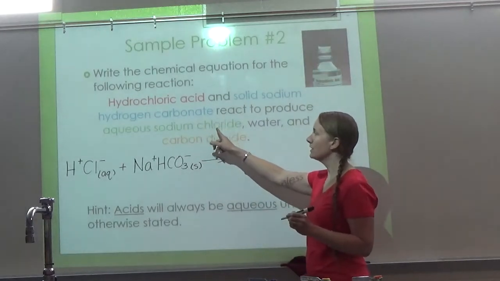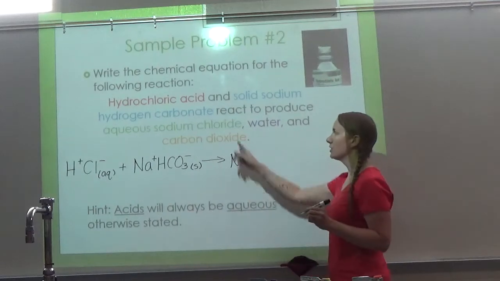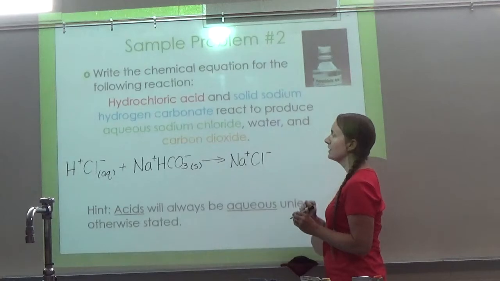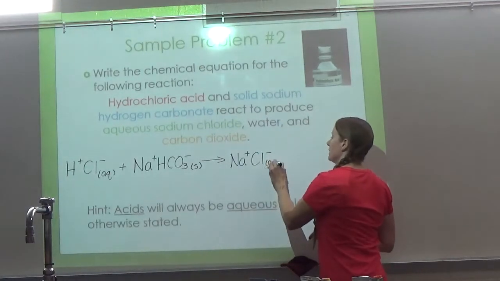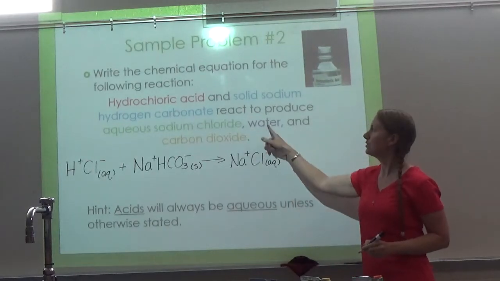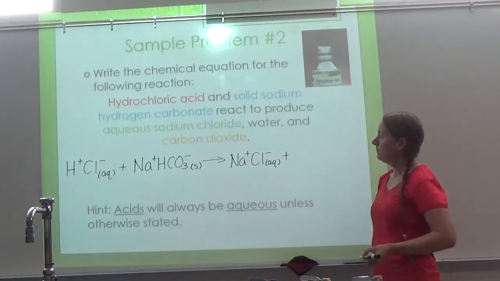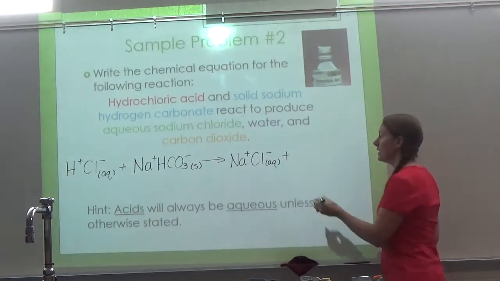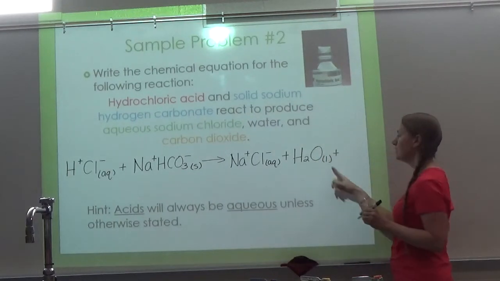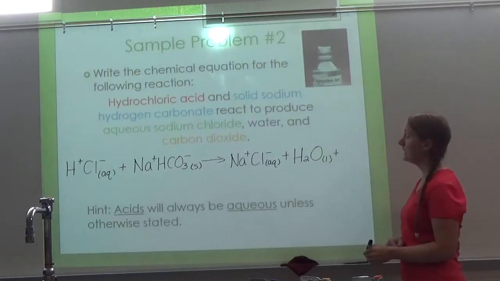Aqueous sodium chloride. So sodium is Na with a positive 1 charge. Chloride is Cl with a negative 1 charge. Positive and negative cancel, so I just need to put my aqueous. Water, now notice it didn't say and because there's 3 products. We're going to follow grammar here. So I put and. Water, we know is H2O. If I don't specify the state of matter, you can assume it's a liquid. I'll call it water vapor or something like that if it's a gas.